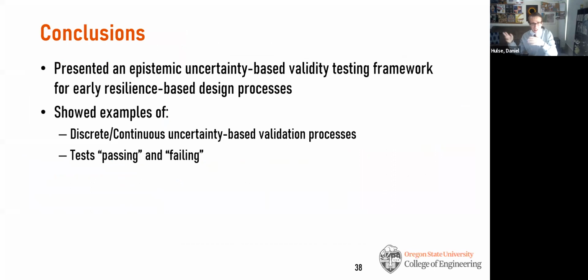So in conclusion, in this last part, we presented an epistemic uncertainty-based validity testing framework for early resilience design processes. And we showed examples. Of course, in the slides, we have the EPS example of a continuous uncertainty-based validation process. We also have in the chapter a discrete testing process. In the slides, we have an example of it passing, but if you look in the chapter, we also have an example of it failing, just so you can see how this all plays out in terms of how you might leverage this in design.